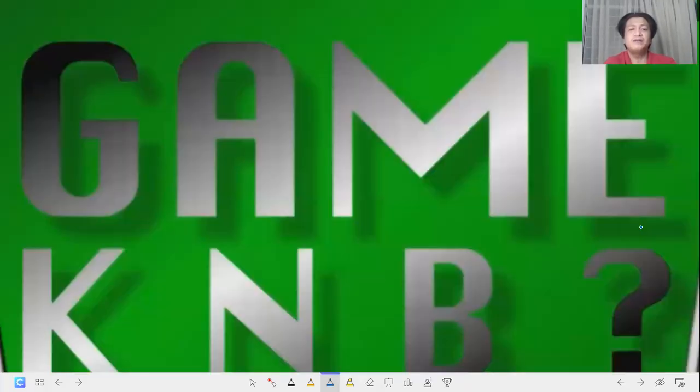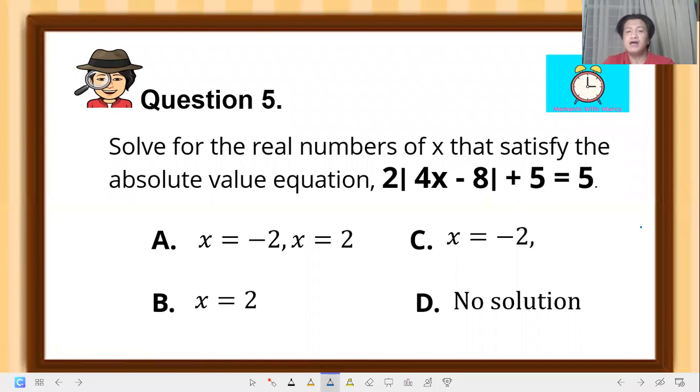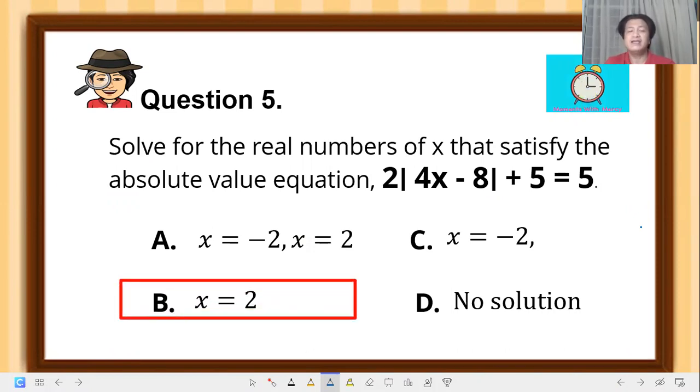Let's have last number 5. Solve the absolute value equation 2 times the absolute value of 4x minus 8 plus 5 is equal to 5. Timer starts. The correct answer is letter B. X is equal to, remember this is unique solution kasi naging 0 po yung nasa right side natin. Okay, with that, I hope you learned something about solving absolute value equations.